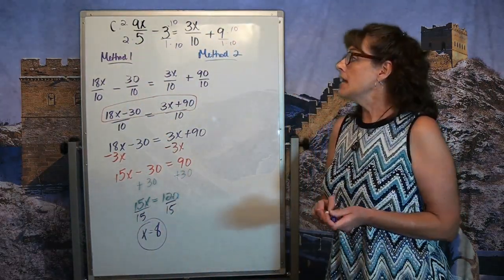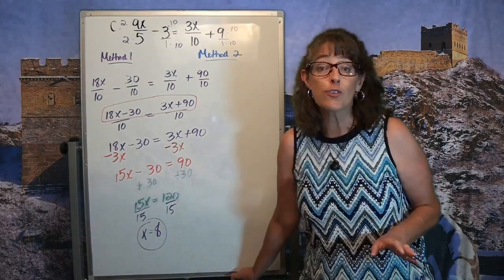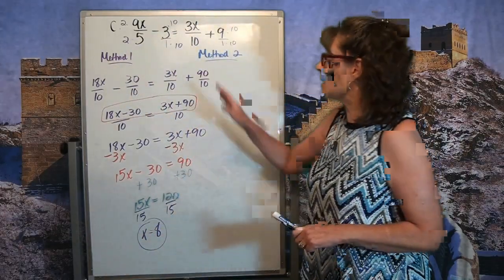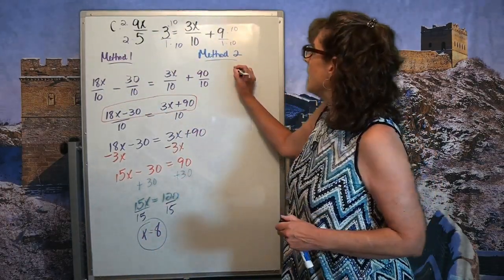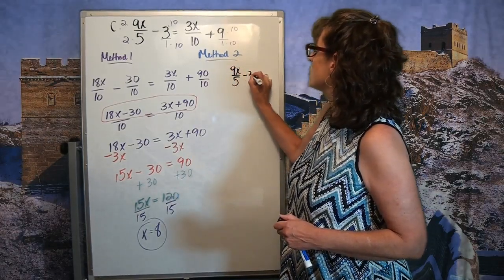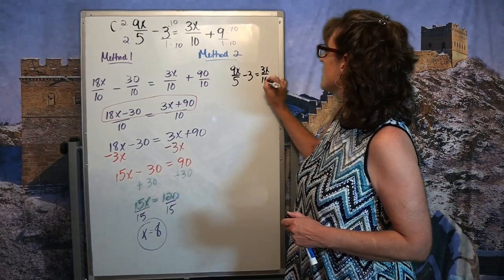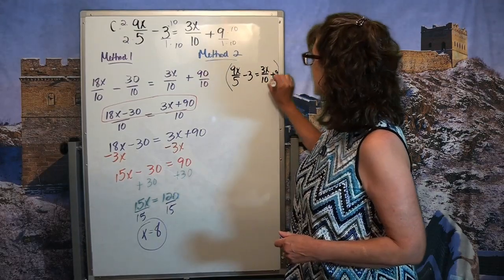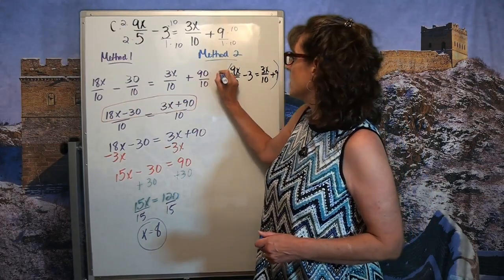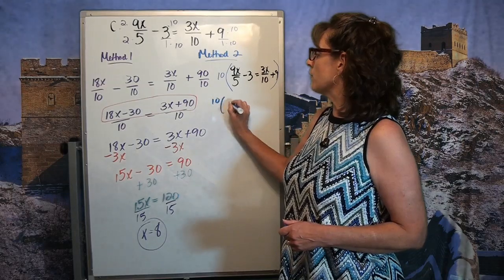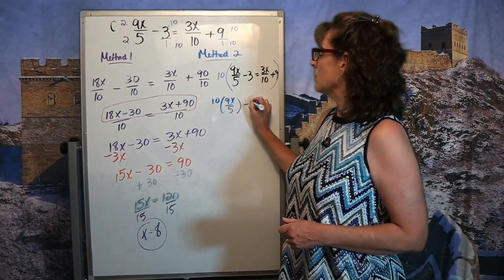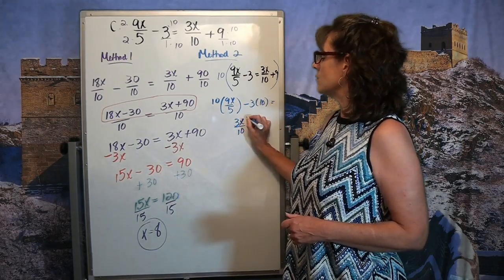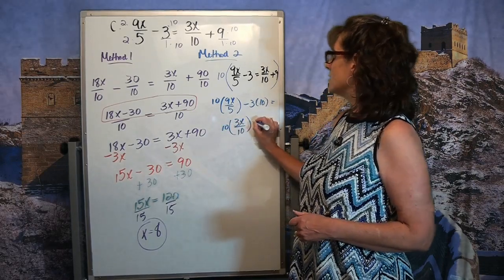There it is. Now, method 2, remember, says, I don't like those fractions. I want to get rid of them as quick as possible. So method 2 says, I'm going to take my original equation, 9x over 5 minus 3 equal to 3x over 10 plus 9. I'm going to multiply every single term by that common denominator of 10. So I'm going to multiply the first term by 10, the second term by 10, and on the other side of the equal sign, its first term by 10 and its second term by 10.